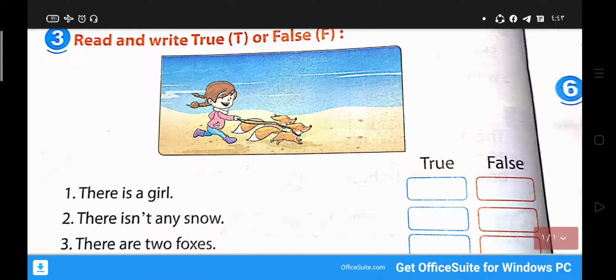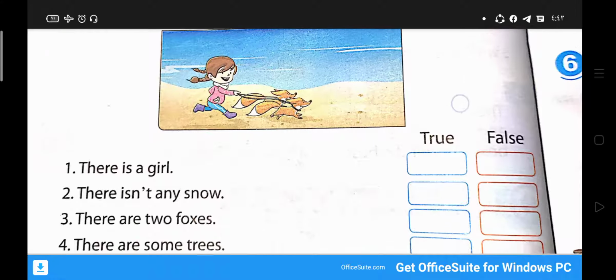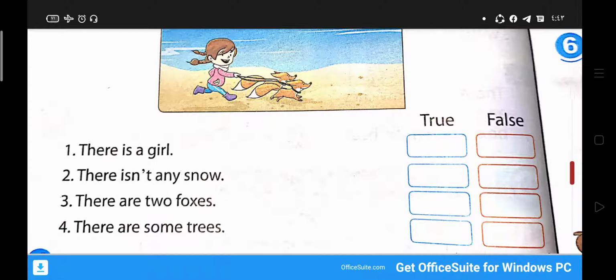Number 3. Read and write true or false. There is a girl. True. There isn't any snow. True. There are 2 foxes. True. There are some trees. False.